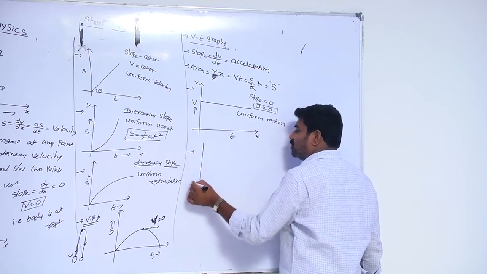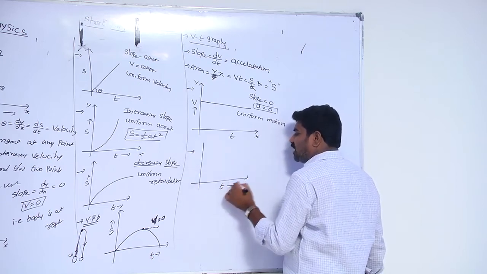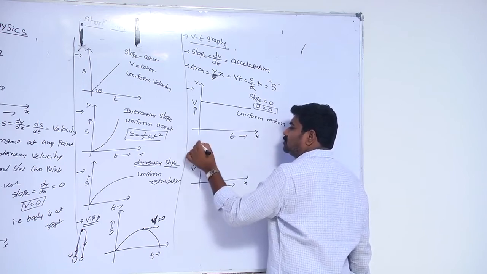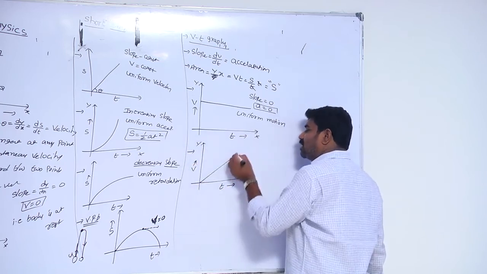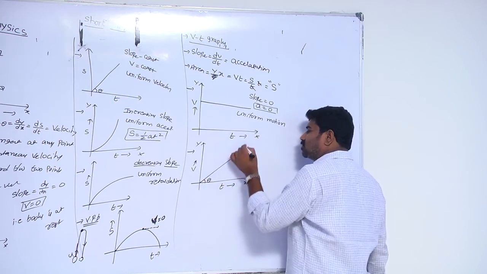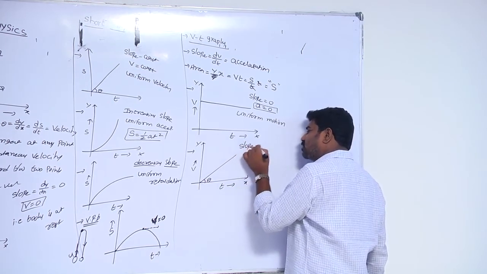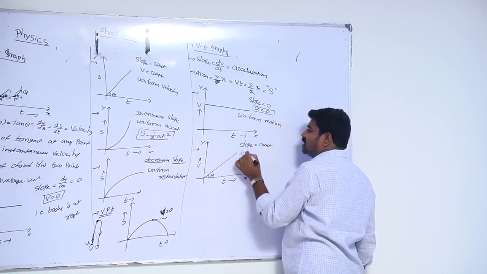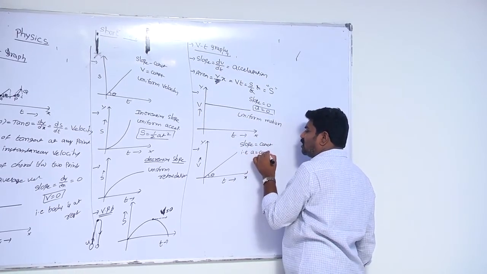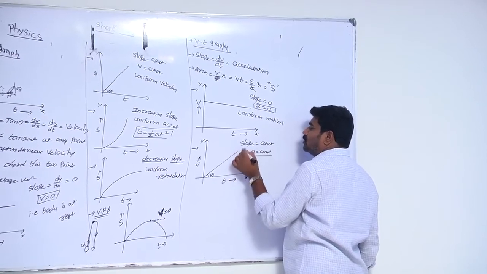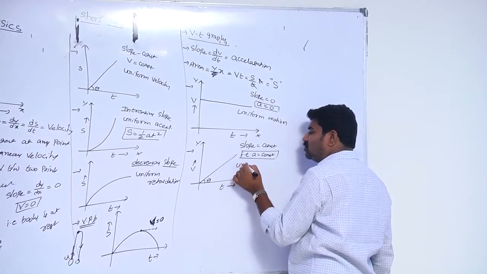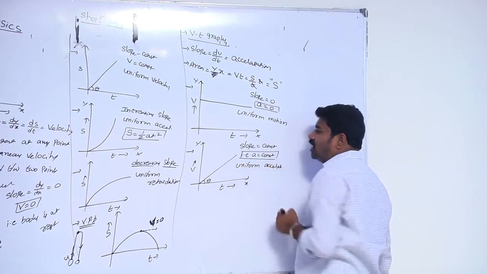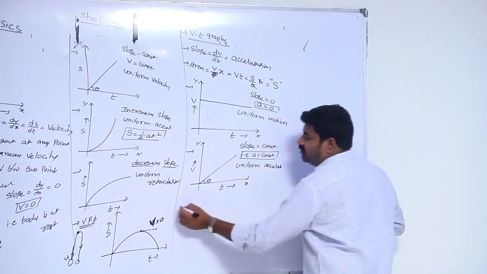Here, for example, this is the time and this is the velocity on the y-axis. What is the meaning of this graph? Here the slope is constant, that is, acceleration is equal to constant. Therefore, this graph gives the uniform acceleration.